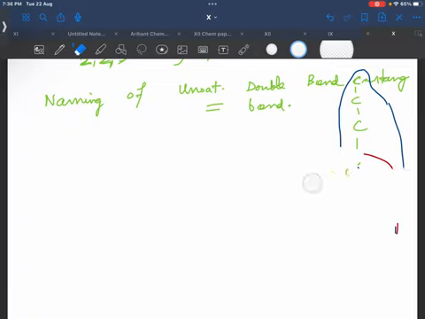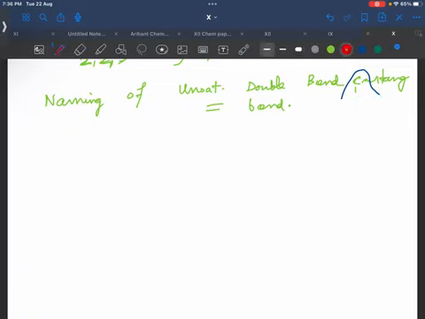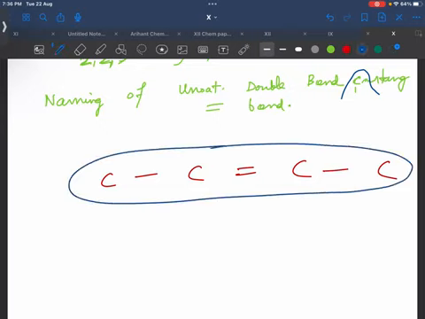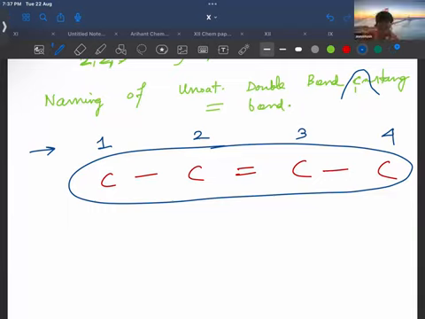Okay, so let's say this C double bond C. Let's say I want to name this guy. So what you need to do is decide the parent chain. This is my parent chain. Is there any issue with that? No, right? This is my parent chain. Start numbering again. What should be considered in numbering? Whichever carbon is double bonded, listen to me. Let's say I'm starting from left to right. So this carbon will get 1 2 3 4.